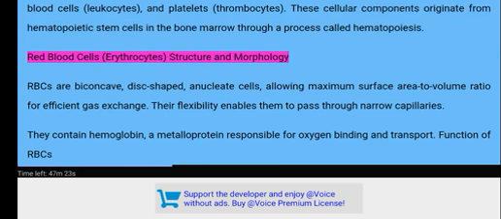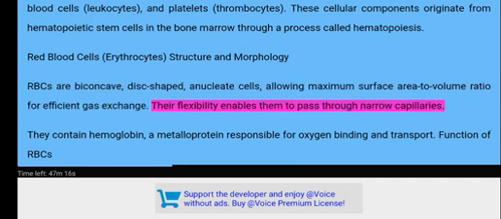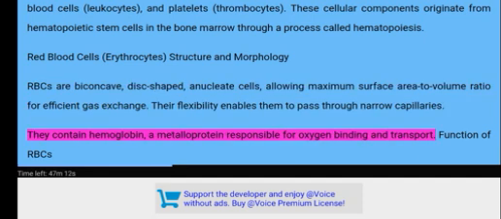Red blood cells, erythrocytes, structure and morphology. RBCs are biconcave, disc-shaped, anucleate cells, allowing maximum surface area to volume ratio for efficient gas exchange. Their flexibility enables them to pass through narrow capillaries. They contain hemoglobin, a metalloprotein responsible for oxygen binding and transport.